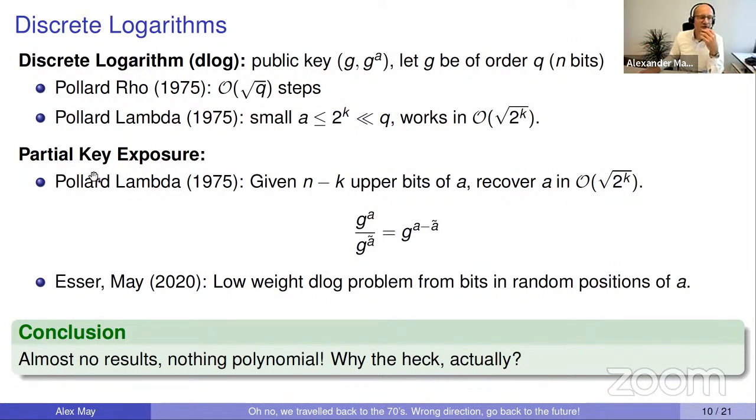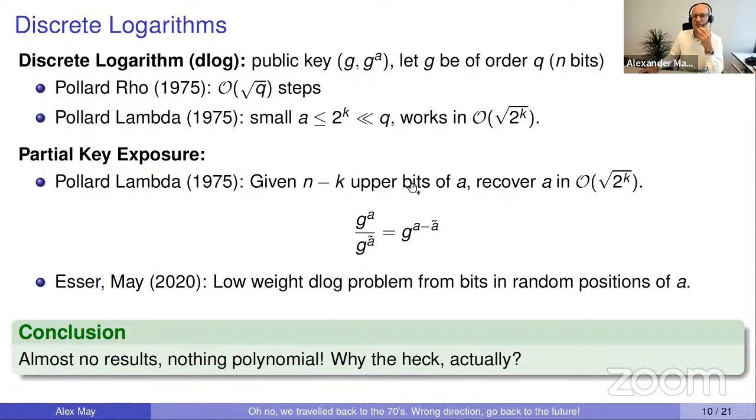Yeah, and there's also a very trivial partial key exposure. Not sure whether it's noted in the literature, but it's also trivial, right? If I give you the upper bits, so a is not small, I can simply strip them off in the discrete log setting, right? So if I give you, for instance, the upper bits in form of, again, this a tilde, I can divide by g to the a tilde, and then subtract them off in the exponent, leaving an exponent which is small, and then I can use the Pollard lambda method, right?